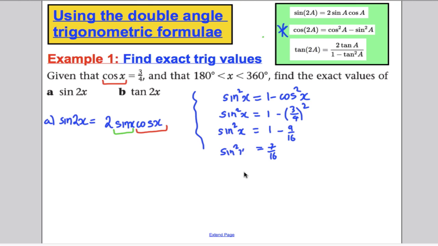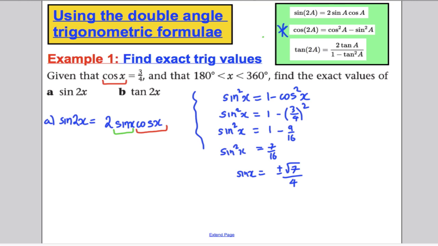Now, what is sine of x then? Well, we take square roots of both sides, so it will be plus or minus the square root of 7 over 4. Now the question is, which one is it? Is it the positive square root of 7 over 4, or negative square root of 7 over 4?